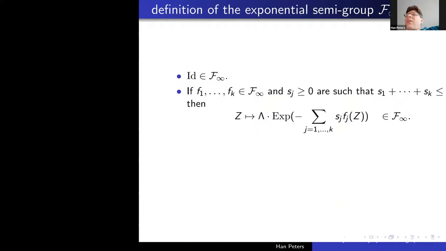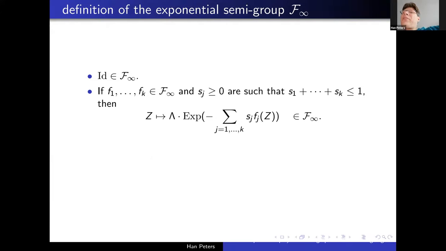As I just sketched, these rational functions converge to this exponential semigroup F infinity, which contains the identity. And if you have a family of functions, an arbitrary number, and constants s_j that sum up to at most one, then you can take a combination of these functions. You can sum them weighted with the s_j, and then take the exponential of minus that sum. This way you get a huge semigroup.